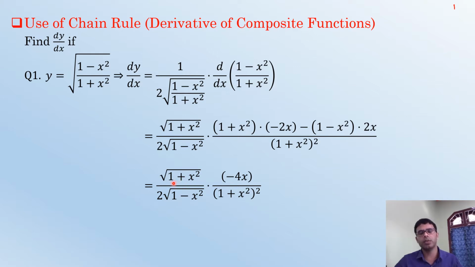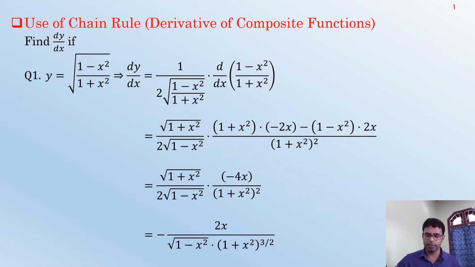Now you see it is (1 plus x square) whole to the power half and it is (1 plus x square) whole square. So you can adjust these two. It is nothing but this minus is coming outside, this 2 and 4 is cancelled with 2, x is remaining here, this term is the same, and it is x over (1 plus x square) whole square and (1 plus x square) whole to the power half actually. So the power will be like this.